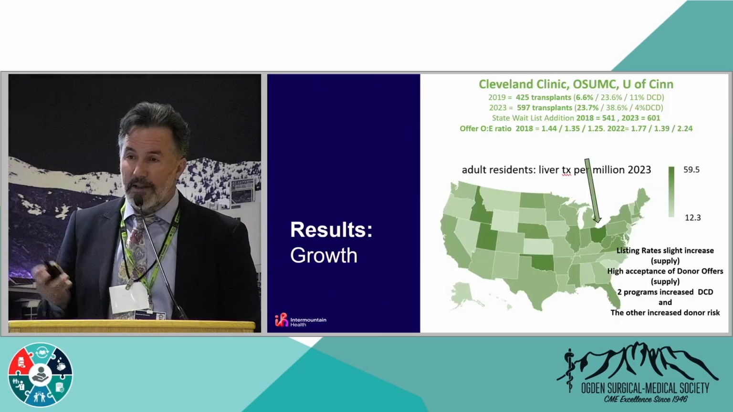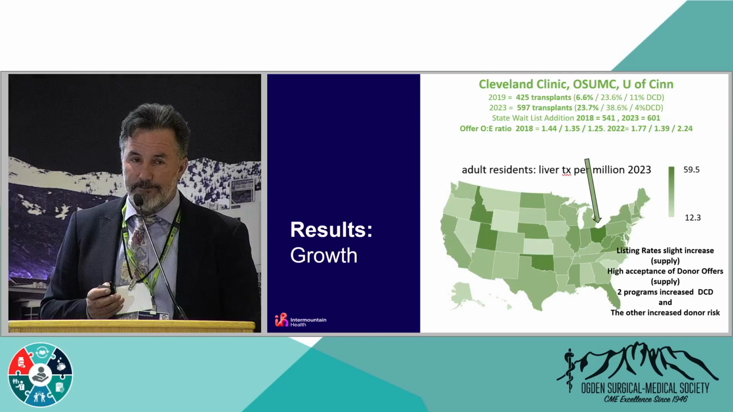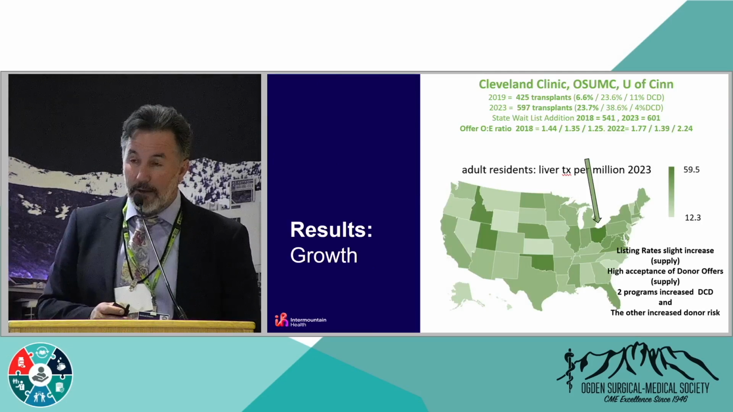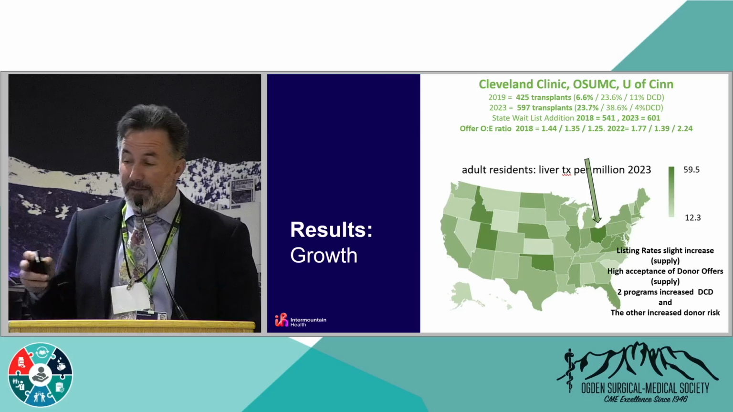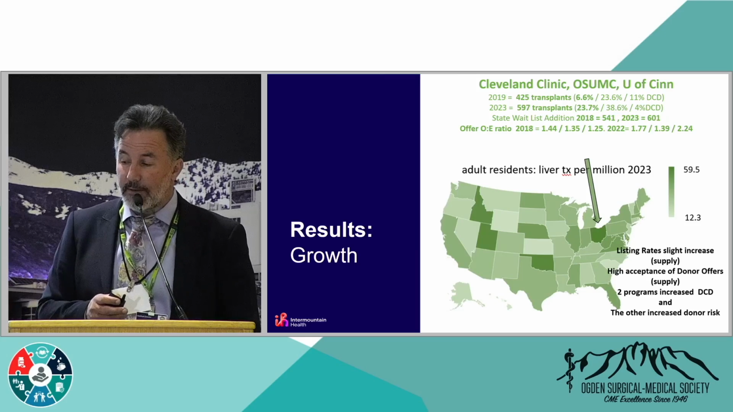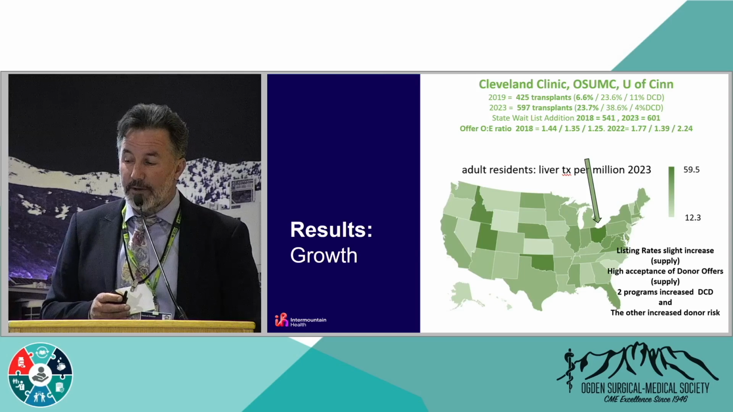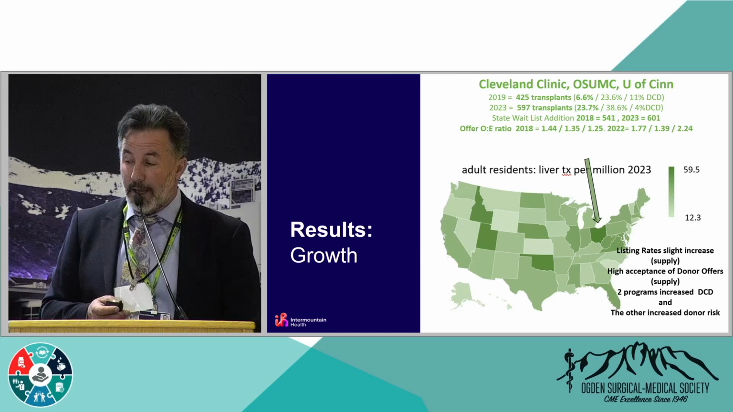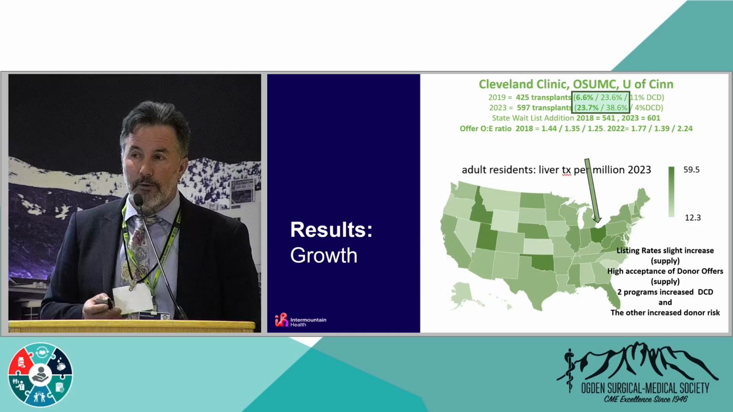So let's look at a few states for examples. The first one here is Ohio, which you can see highlighted with the arrow. In the state of Ohio in 2019, there were 425 liver transplants that occurred, and then in 2023, 600. And a few things happened. Number one, they started taking types of organs they didn't take before. This is called donation after cardiac death.